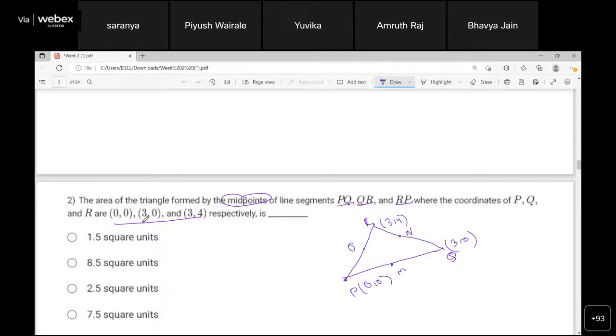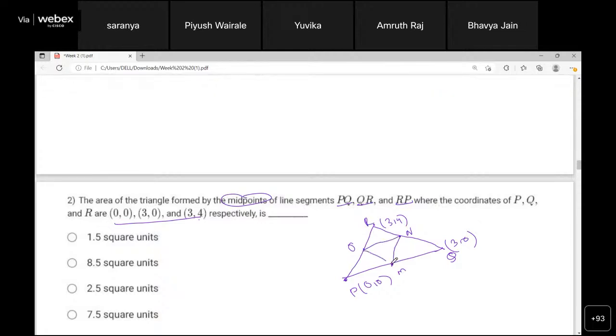And what is it saying? The area of a triangle formed by the midpoints of the line segments. So if we join these, what is the area of this particular triangle? This is what we have to find. So tell me, what is the approach?